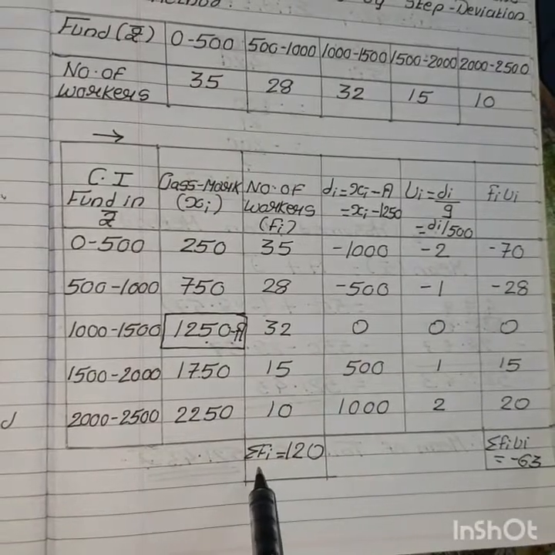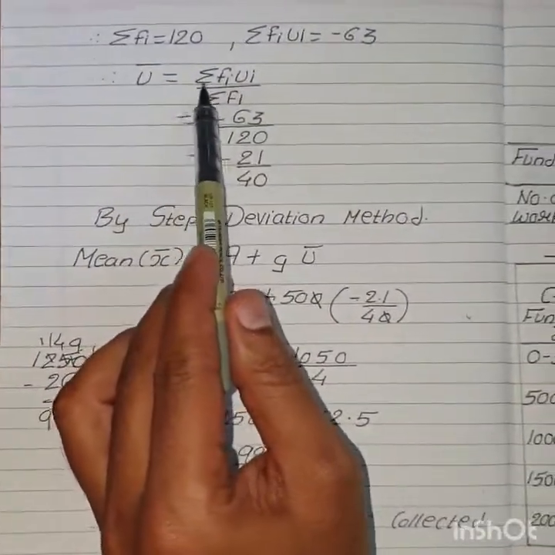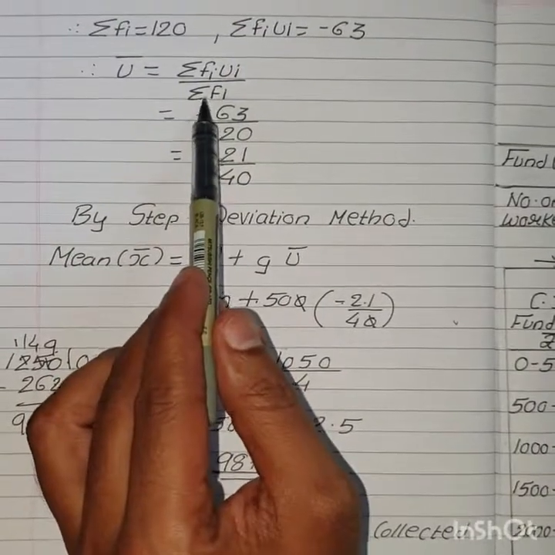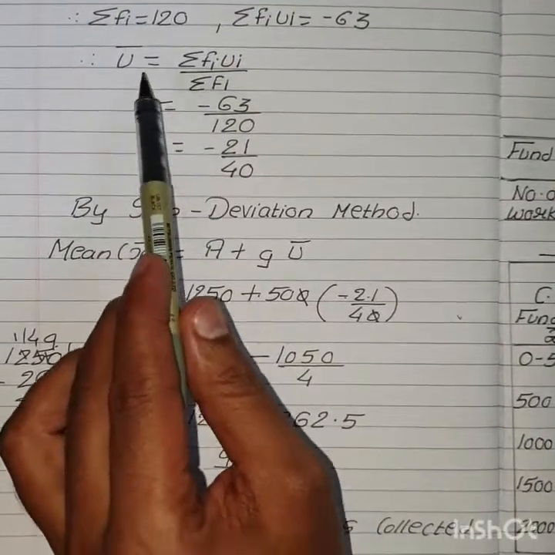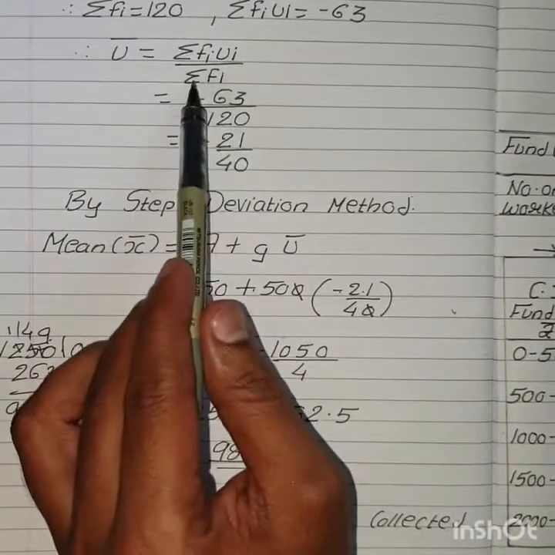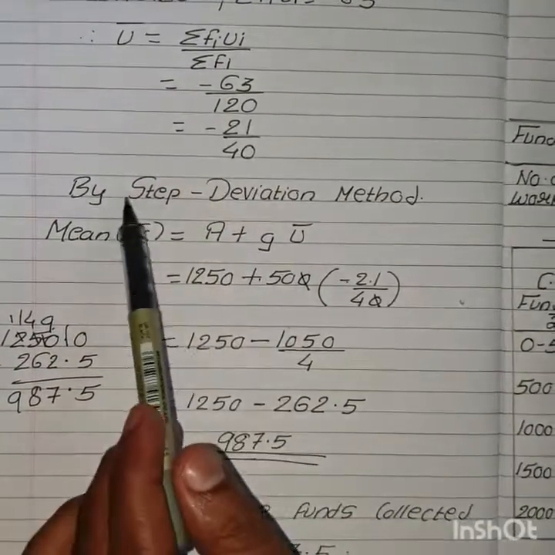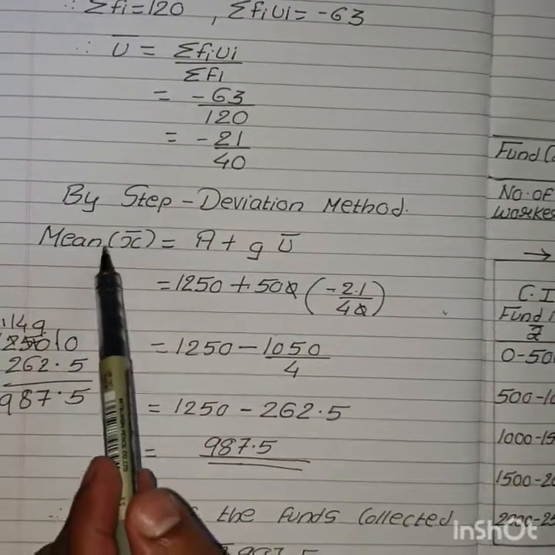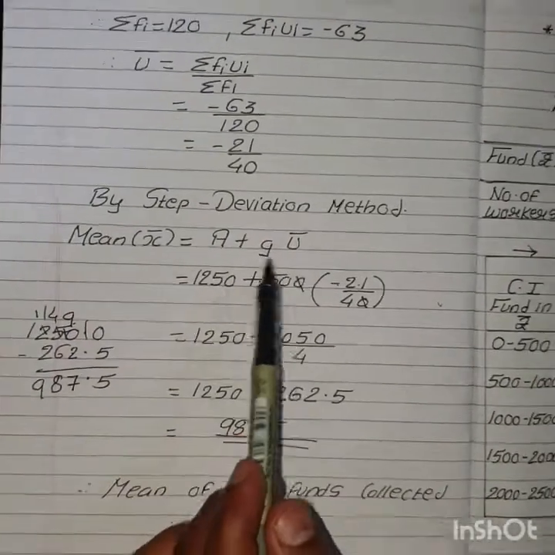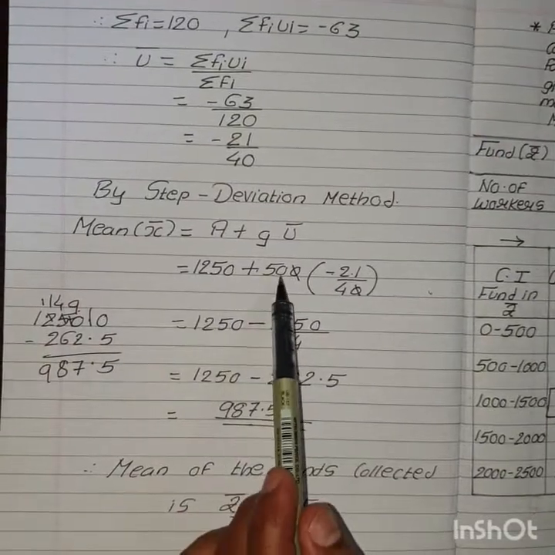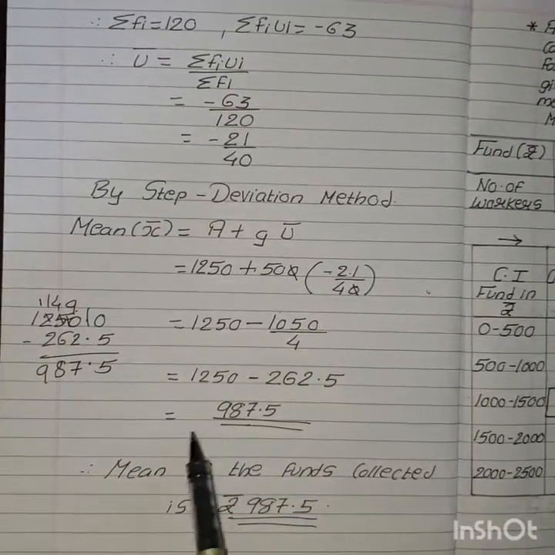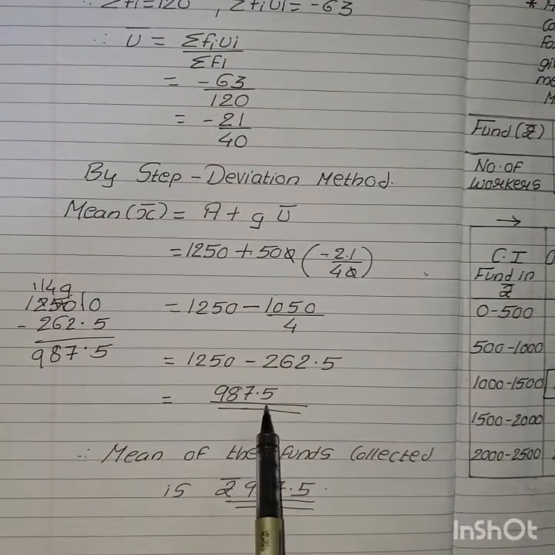Now we found summation fi and summation fi ui. Now first we will find u bar. What is u bar? Summation fi ui upon summation fi, that is equal to minus 21 upon 40. By the step deviation method, what is the mean? Mean is equal to a plus g u bar. Substitute the value of a, the value of g, and the value of u bar. We got the final answer as 987.5.